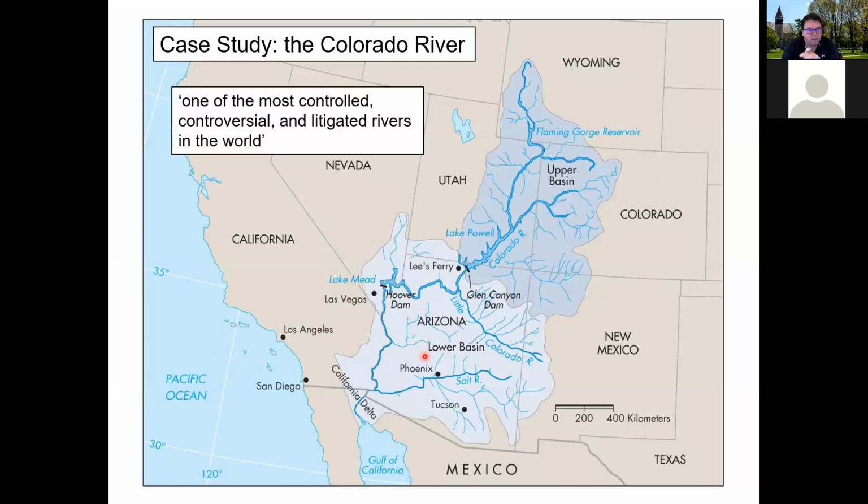So today, to set the groundwork for this, the Colorado River is one of the most controlled, well-regulated, mandated water supplies, but also one of the most controversial and litigated water supplies in the world. I made a joke in the lecture on Friday that the Western motto about water is whiskey's for drinking, water's for fighting over.